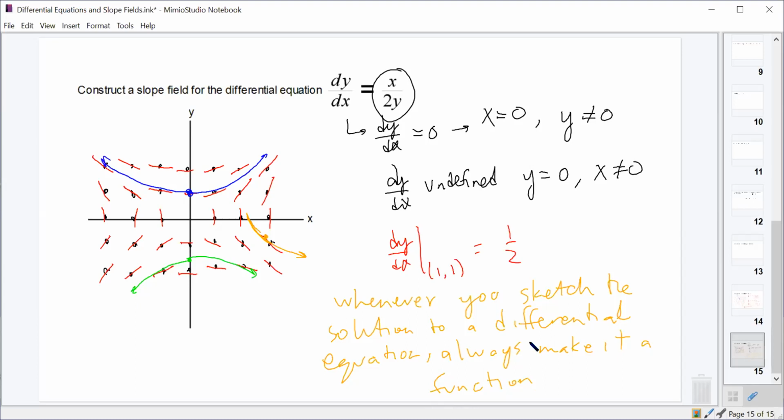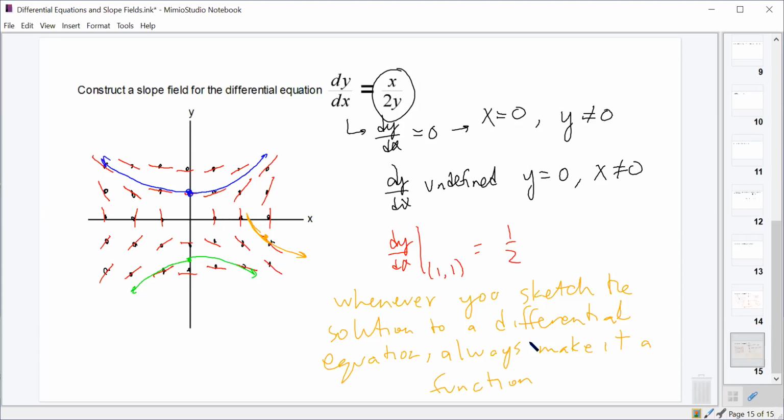The slope field is all the little red lines we drew, and then I just picked some random points to sketch curves through. If I picked this point 0, 1, it looked like the blue one. If I picked the point 0, -1.5, it looked like the green one. If I picked the point 3, -1, it looked like the orange one. Okay, thank you. Yep.